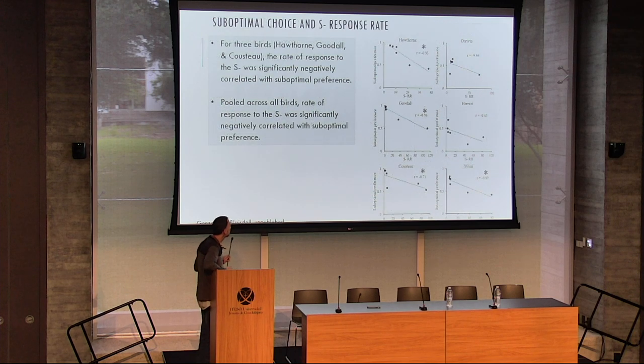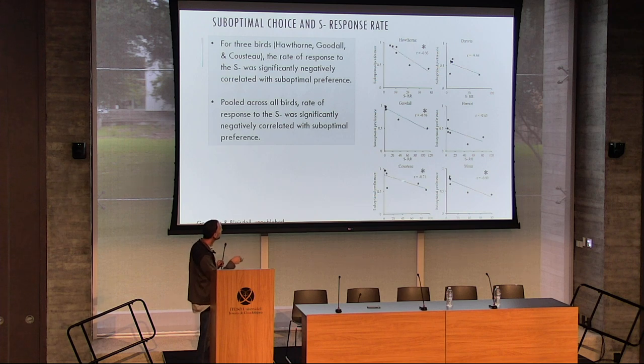But the question is, if we look at each individual bird, do we see some kind of relationship between any particular session, how strong the suboptimal preference was on that session, and how strong the summation test of inhibition was on that session? Actually, I should back up: this is comparing the suboptimal preference tracking with the development of the low response rate on S minus trials. So not the compound trials, just at this point, the S minus response rate.